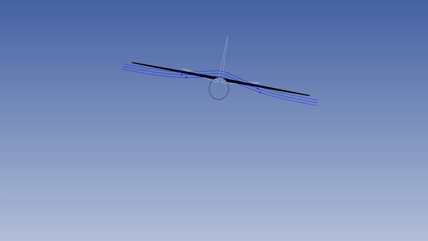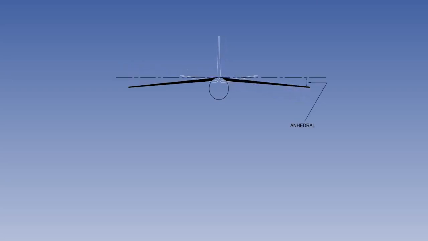Potentially, the dihedral effect of the high wing may give too much lateral stability. If so, the designer can reduce the stable contribution of a high wing by fitting the wing at a downwards angle. This is called anhedral, the downward inclination of the wing from the horizontal.